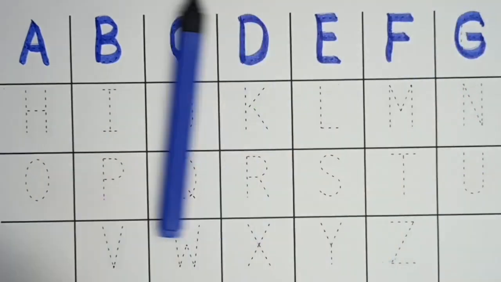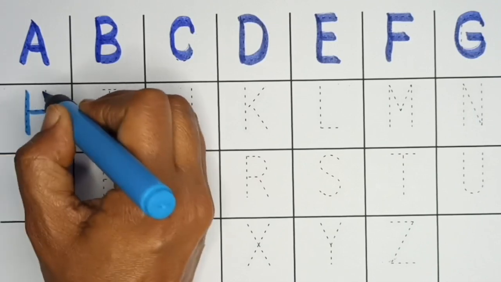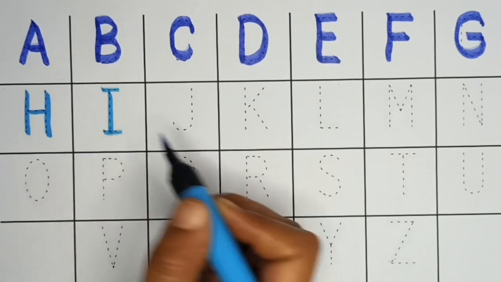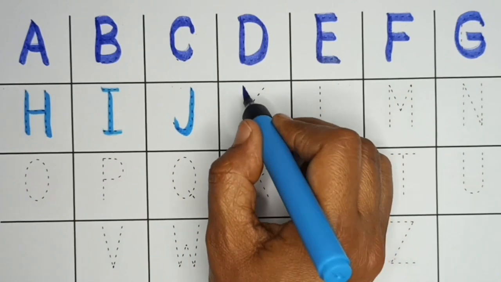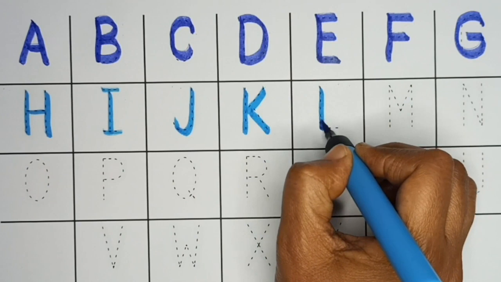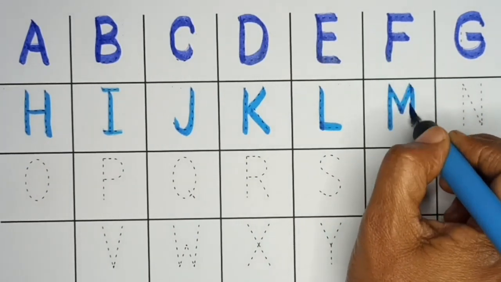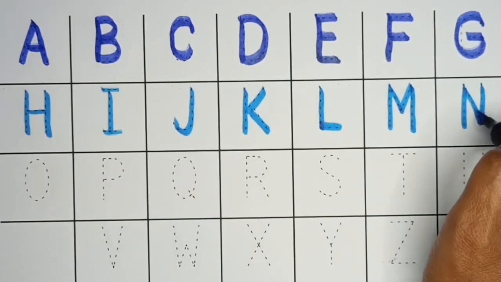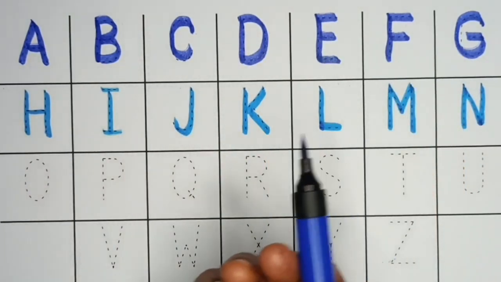Dark blue color. Sky blue color. H for hen. I for ice cream. J for jug. K for kite. L for lion. M for monkey. N for nest. Sky blue color. Dark blue color.